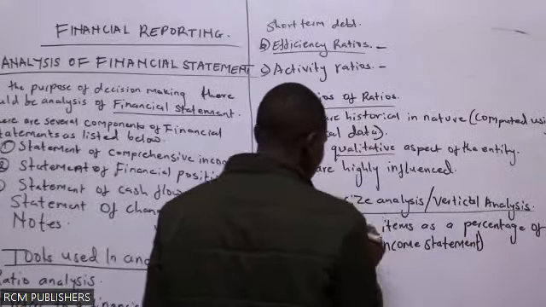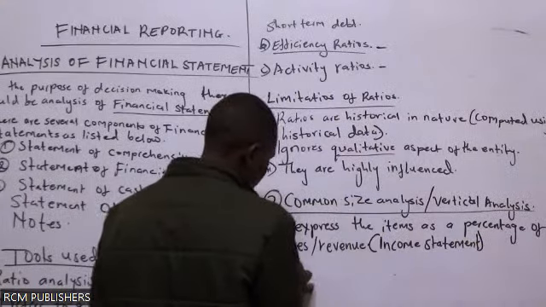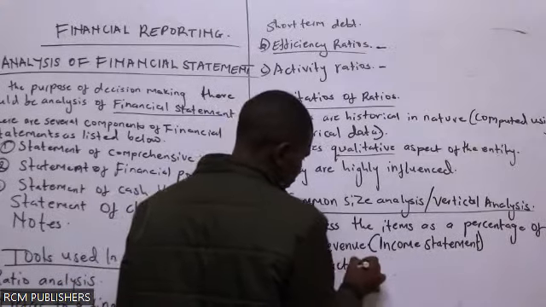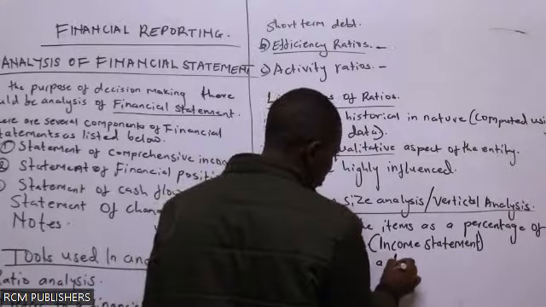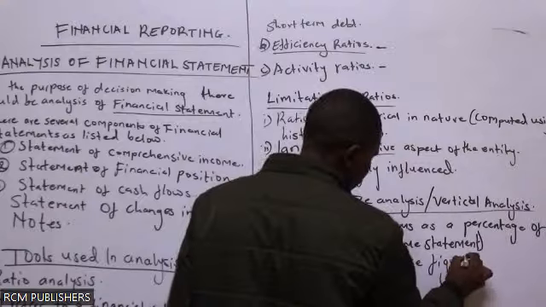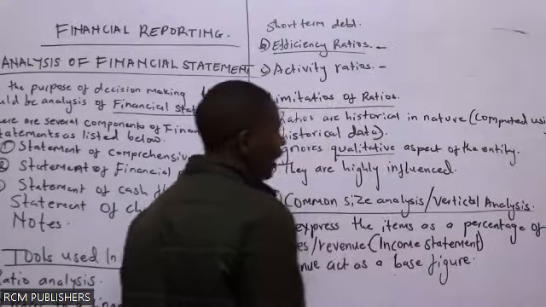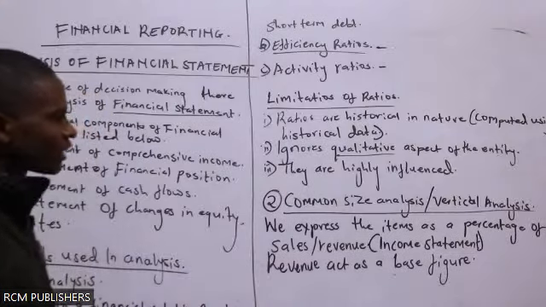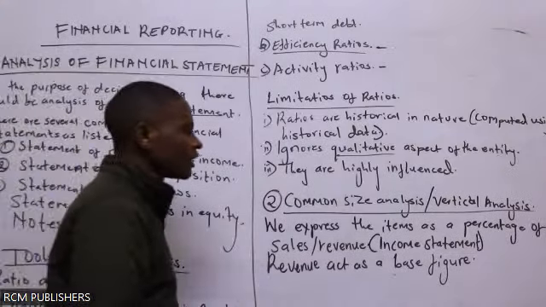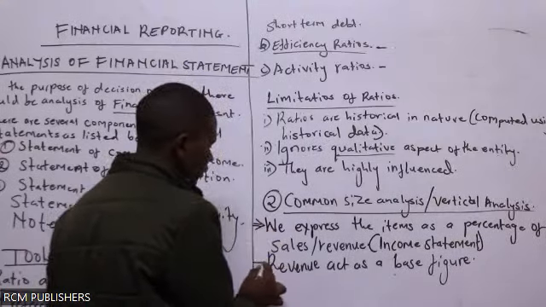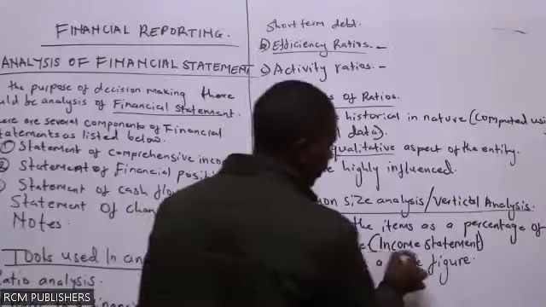The revenue in this case acts as a base figure. So we express the items as a percentage of sale. We express the items as a percentage of sale in regard to what? In regard to the income statement.